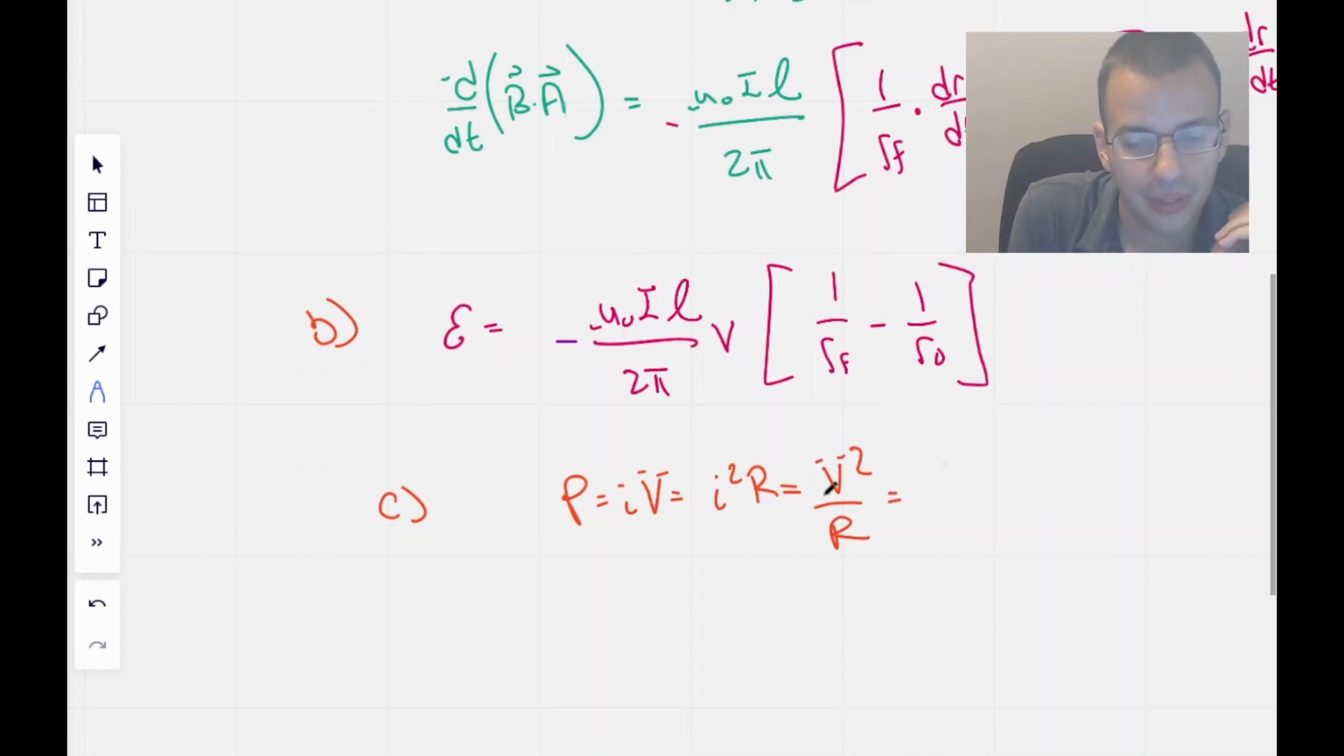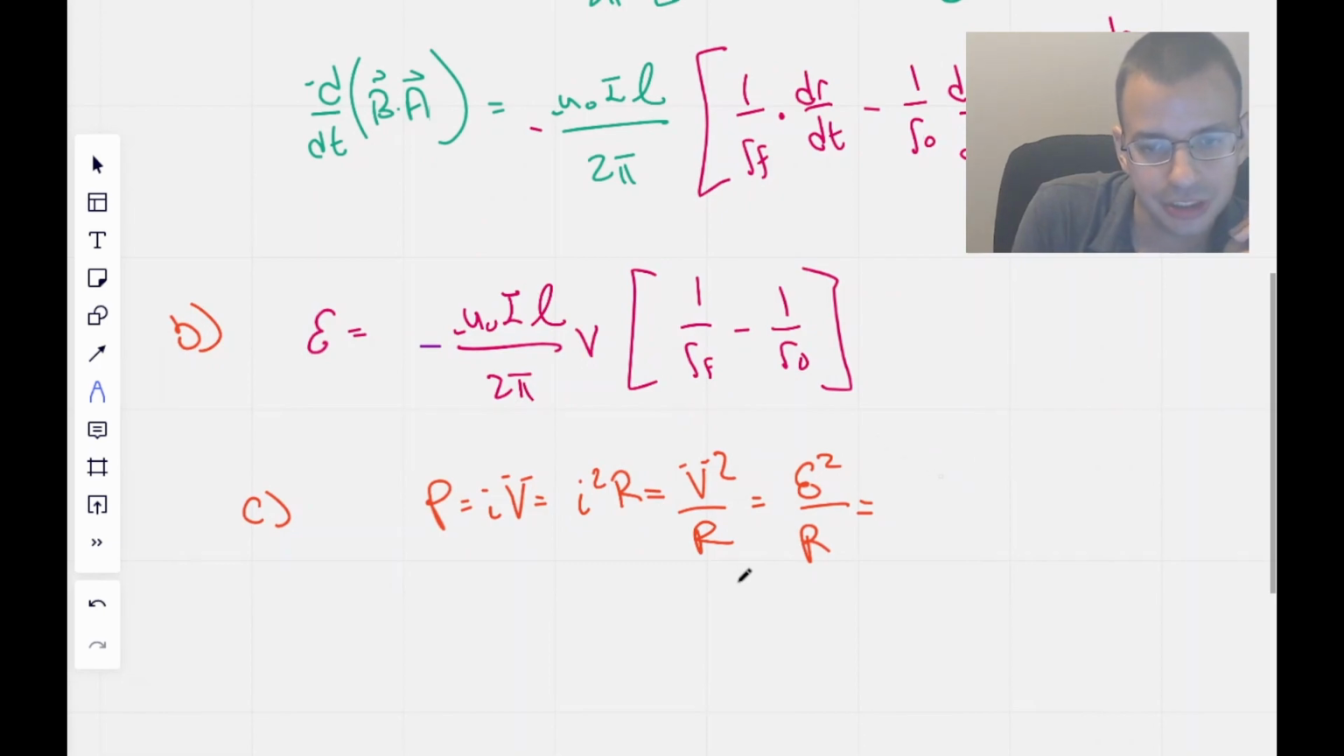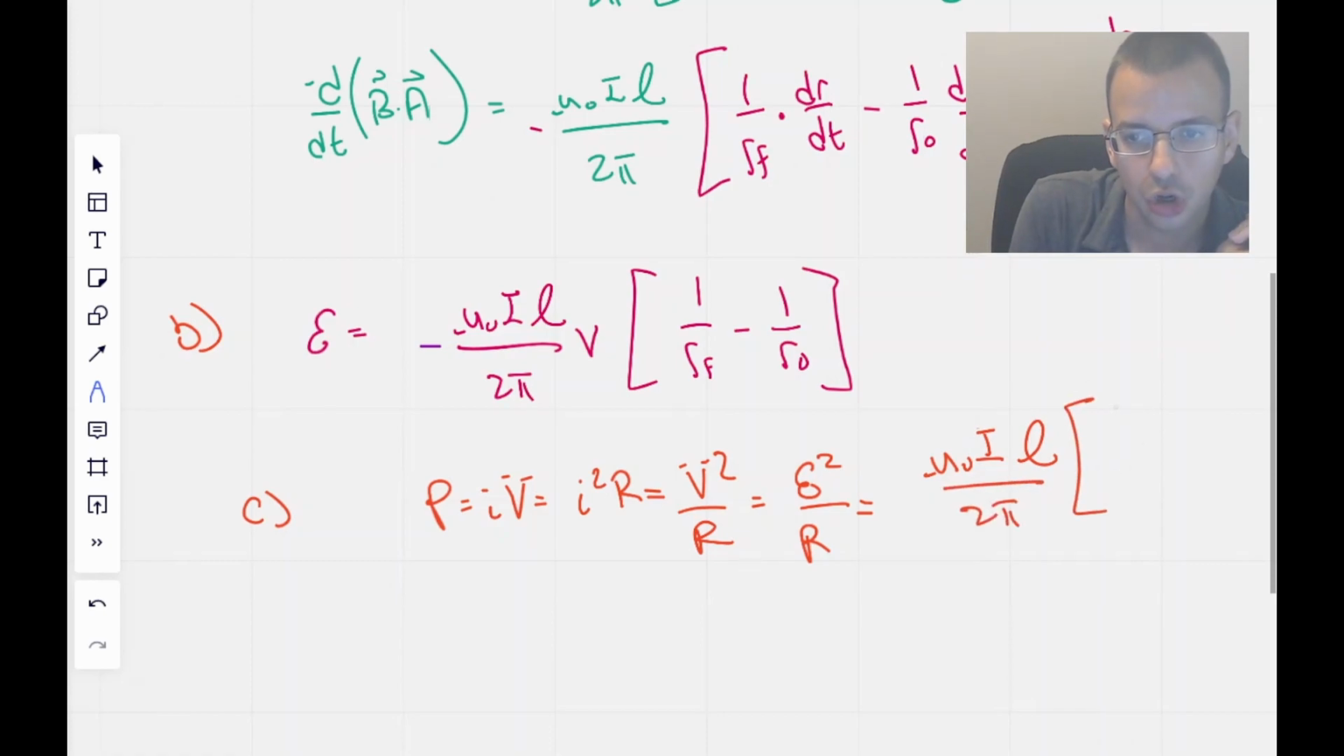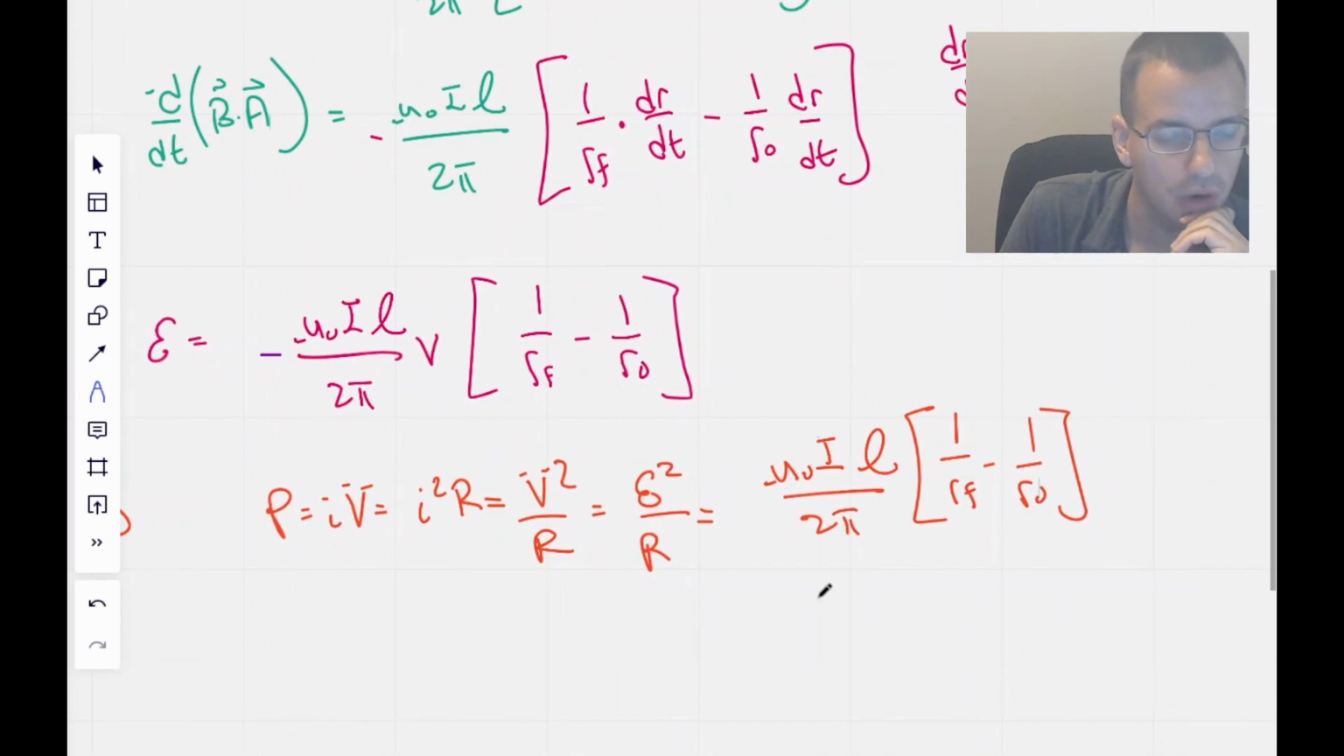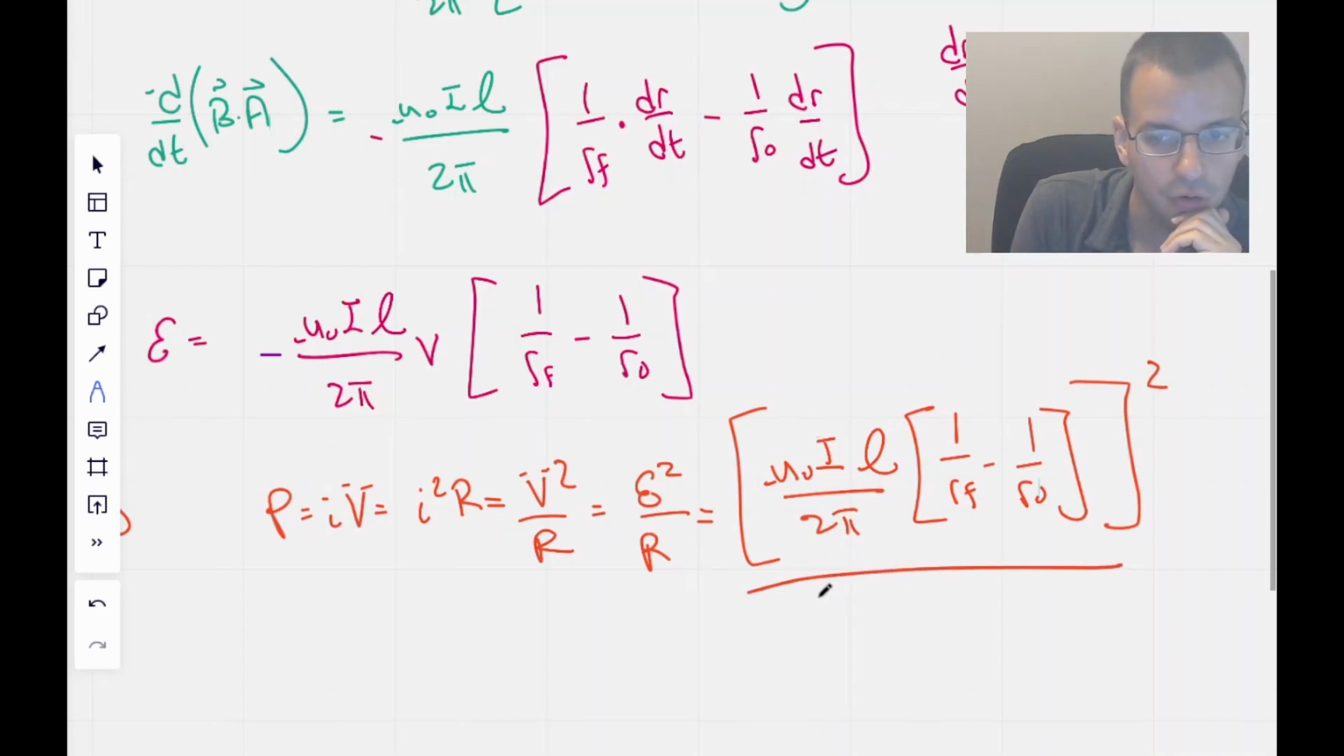And so that's going to be EMF squared. Voltage and EMF are going to be the same. So this then becomes mu naught I L over 2 pi times v times 1 over r final minus 1 over r naught, quantity squared, all over the resistance. Did I forget a v? Yep, there's supposed to be a v in here too.